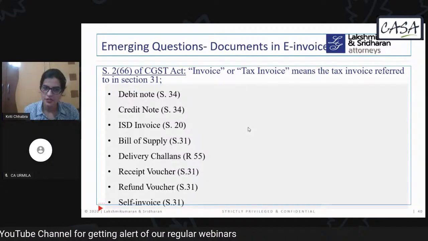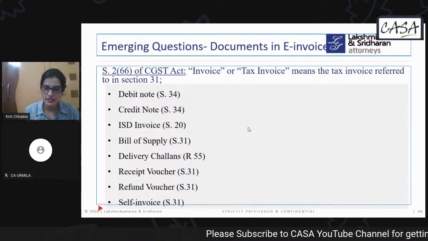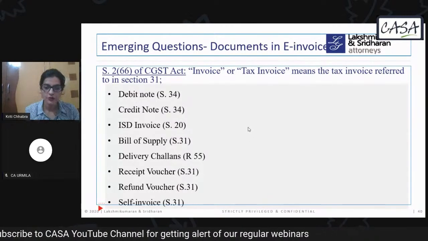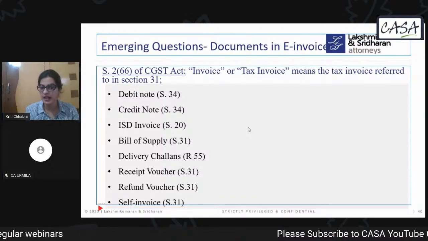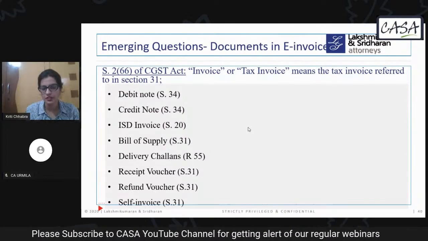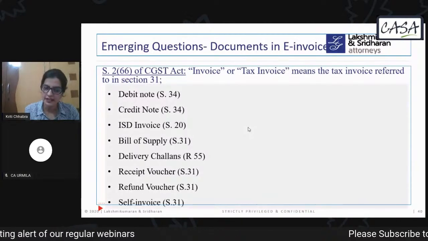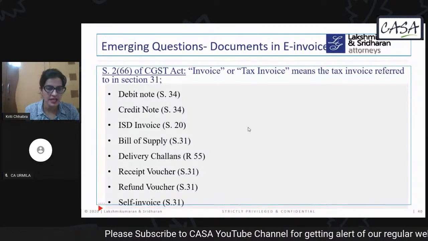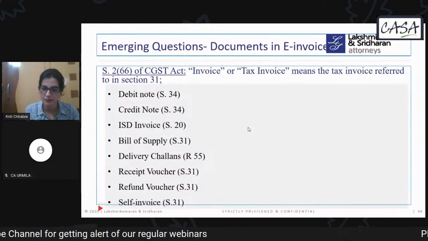Next is the ISD invoice. I'll take up the ISD invoice and the self-invoice together. An ISD invoice is not a tax invoice issued under section 31. However, there is no clarity as of now as to whether the ISD invoice will also be covered under the e-invoicing schema or not, so we should wait for some more clarity in this respect. Based on the rule and section, we can say that currently e-invoicing should not be leviable on the ISD invoice, because it is not a tax invoice as per section 31. But probably some more clarity can be expected from the government on this.